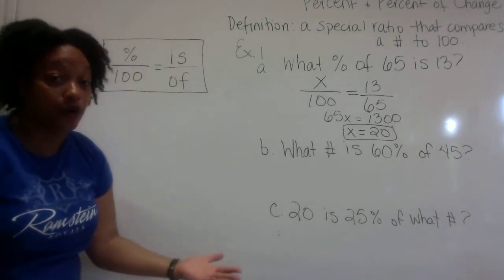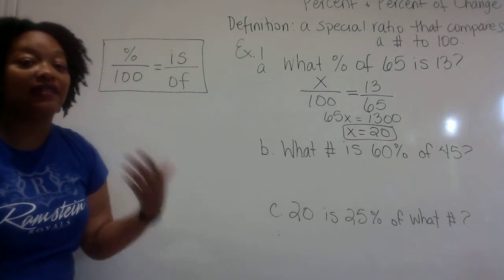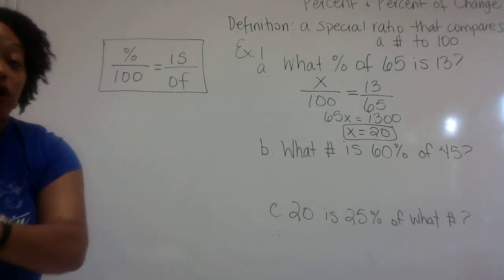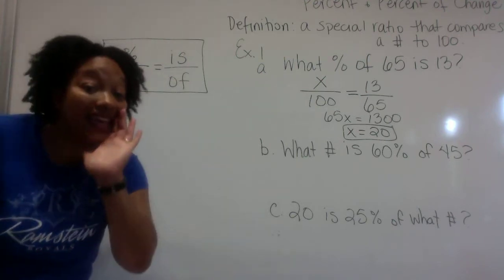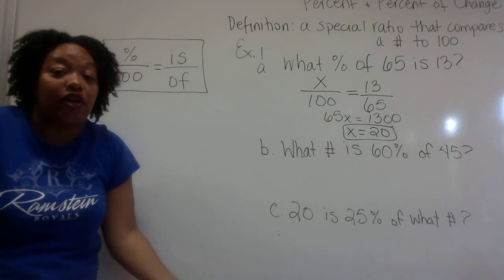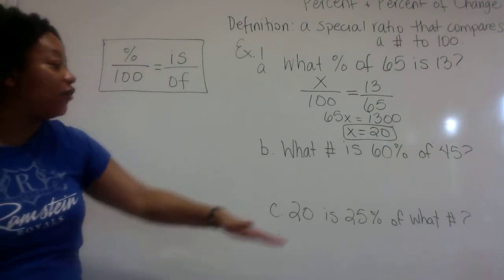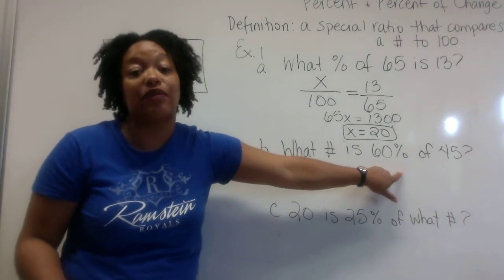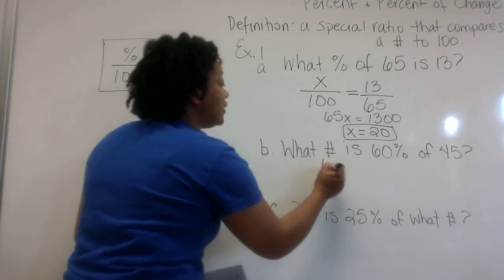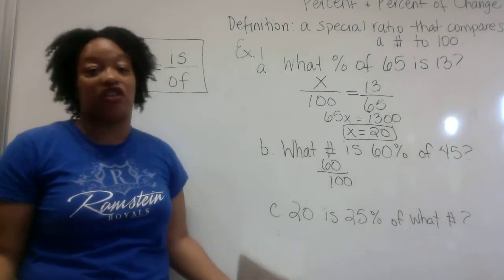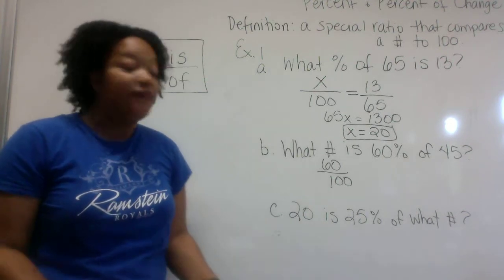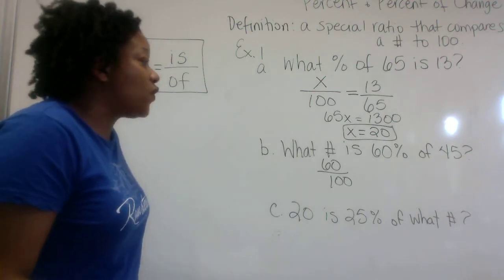What number is 60% of 45? So we want to know what number is. Yes. What number is 60% of 45? Well, we know where the 60 goes because of that percent sign. That's your 60 over 100. So that, you guys should be able to, that part should be easy for you. Okay? That's 60 over 100.